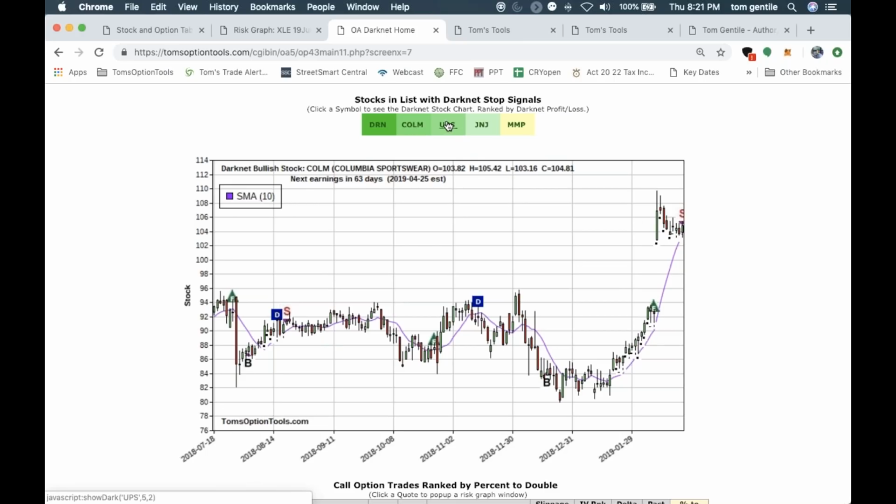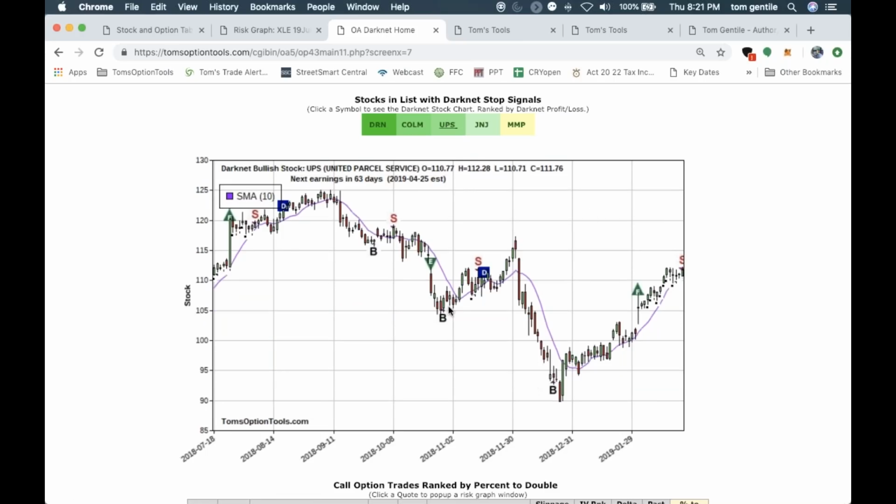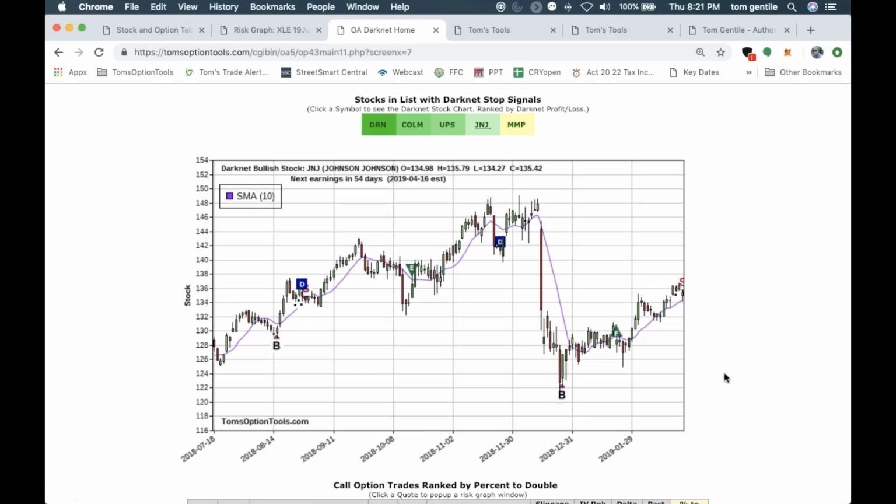UPS. Now take a look at this. Buy signal, sell signal, a little couple-point move. Buy signal, sell signal, about a 5-point move. Buy signal, and that was below 95. Sell signal above 110. Nice move. Johnson & Johnson had a buy signal somewhere down here around 124. The sell signal came in today at, let's call it, 135.